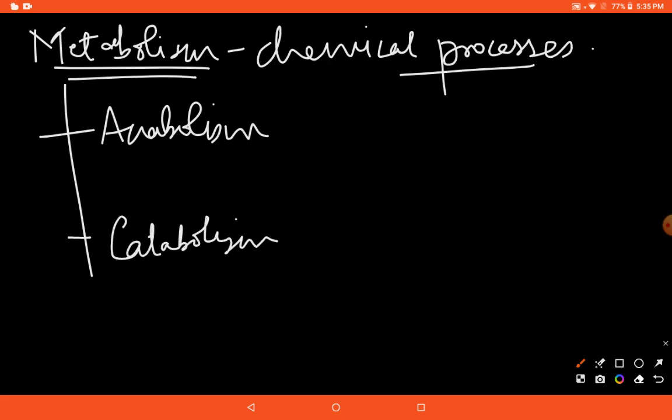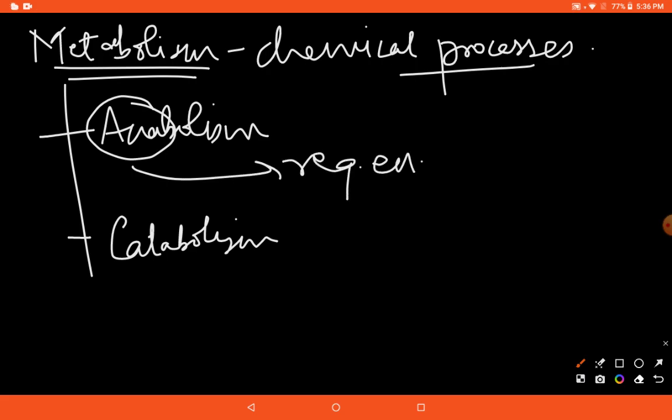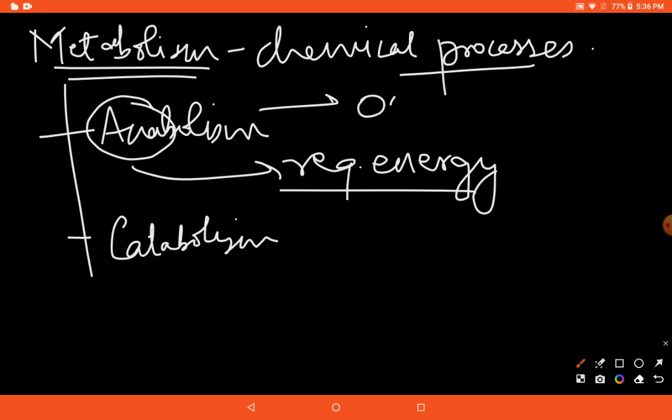Now look, when I talk about anabolism, just remember that anabolism means it will require energy. And when does someone require energy? When it has to make something, right? Only when it has to make something will someone require energy. So anabolism is when smaller compounds join together to form a large compound. So in this case, energy will be required, correct?